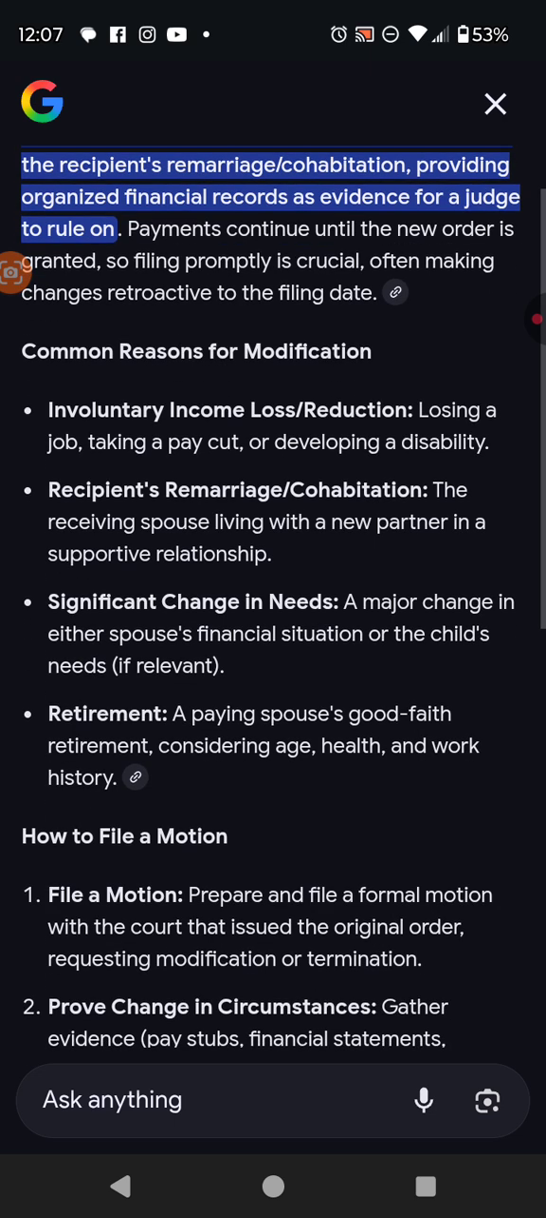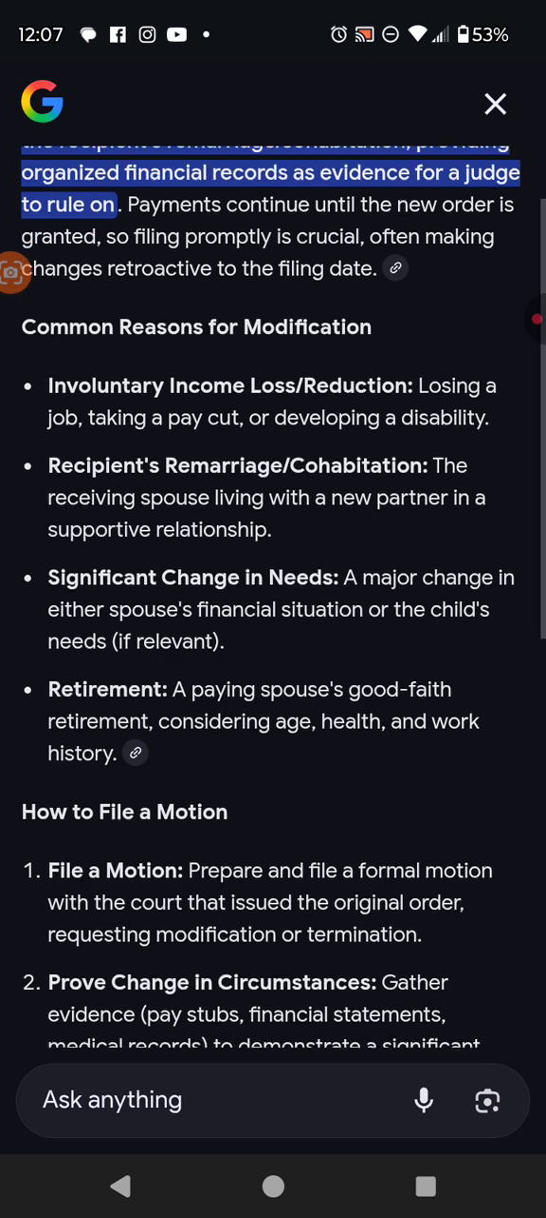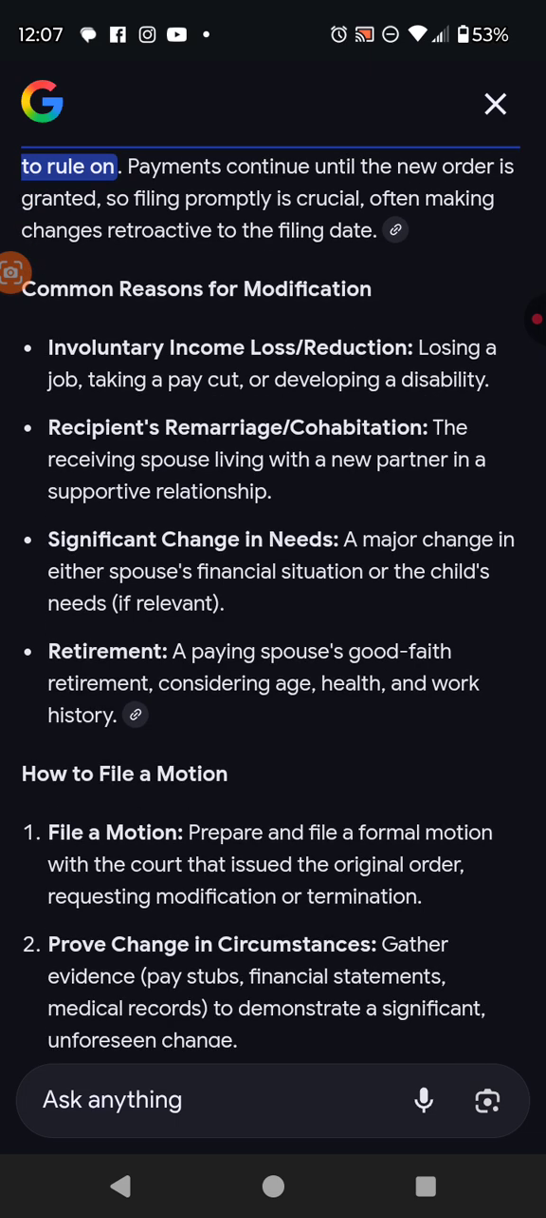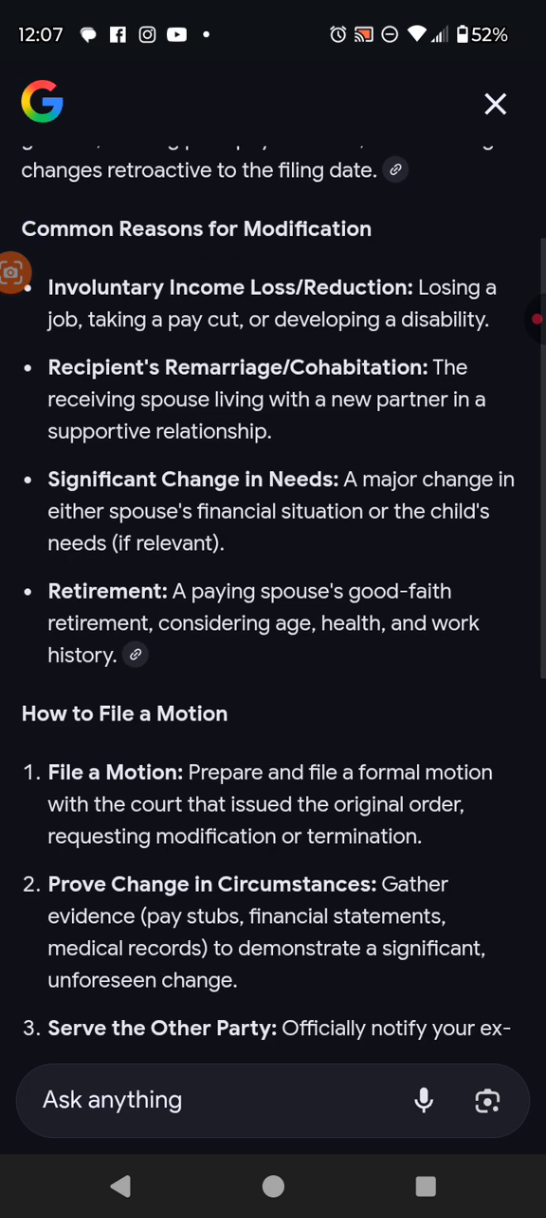Okay, common reasons for modification. Involuntary income loss. He had an involuntary retirement. Reduction, losing a job. He lost his job. Taking a pay cut. He took a pay cut. Or developing a disability. He became disabled, so that's what put him where he's at.